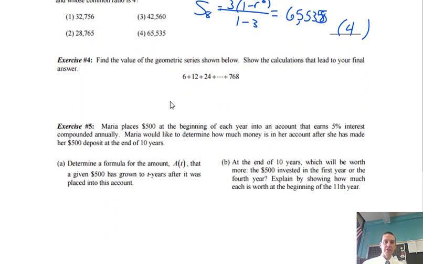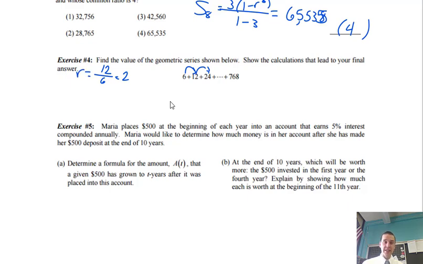Exercise number 4, find the value of the geometric series below. Show the calculations that lead to the final answer. How do you go from 6 to 12, 12 to 24, and so on? Well, remember that you're going to do 12 divided by 6, and you would get 2. That's what our ratio is going to be.